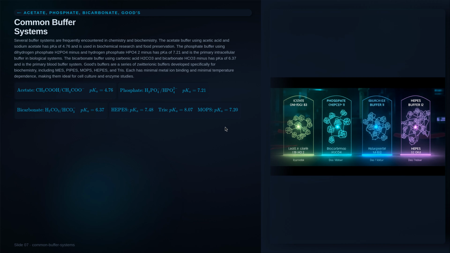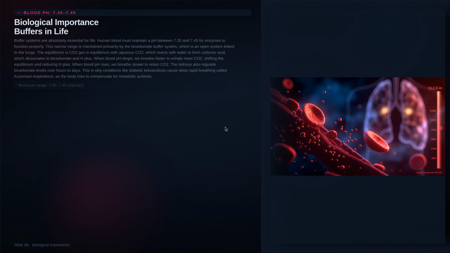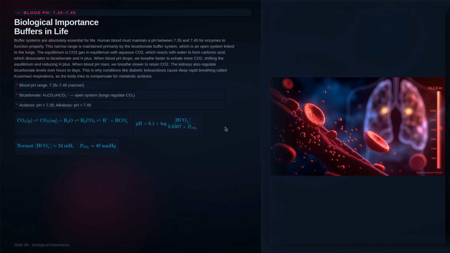Good's buffers are a series of zwitterionic buffers developed specifically for biochemistry, including MES, PIPES, MOPS, HEPES, and Tris. Each has minimal metal ion binding and minimal temperature dependence, making them ideal for cell culture and enzyme studies. Buffer systems are absolutely essential for life.